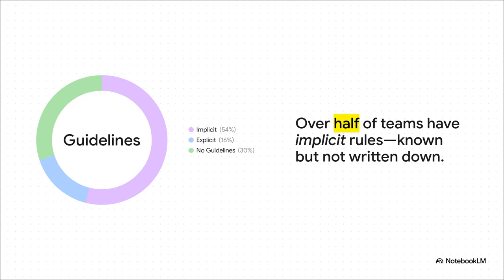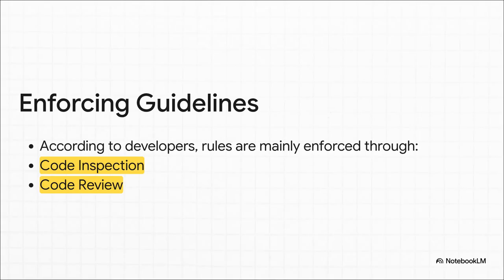But here's the really wild part from that same research. For over half of the teams surveyed, these super important rules are completely implicit. They're just understood, not written down anywhere. Only 16% of teams actually document their guidelines, and you can imagine how much confusion that causes, especially when someone new joins the team. So if all these rules are just understood, how does anyone actually enforce them?